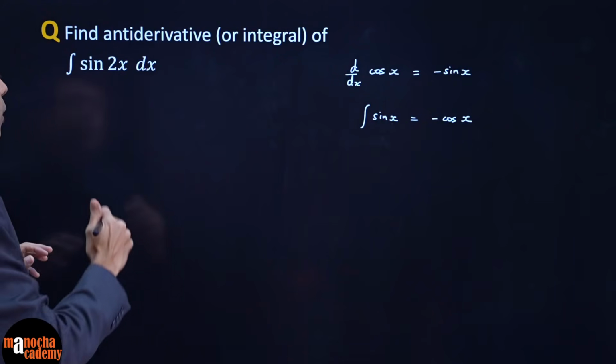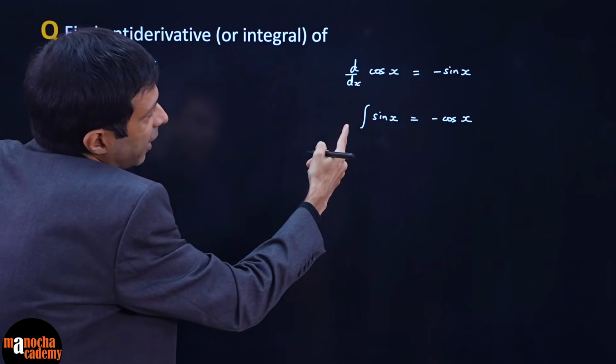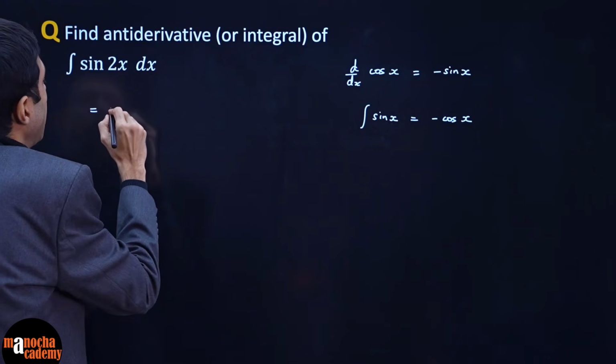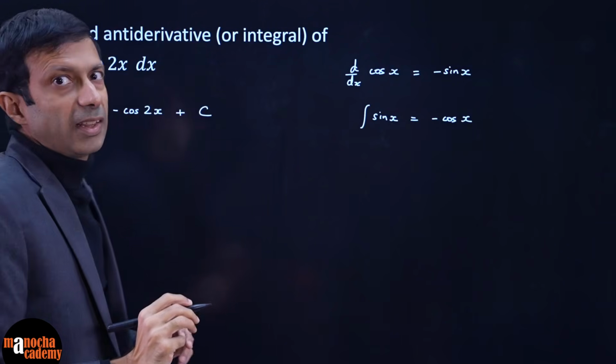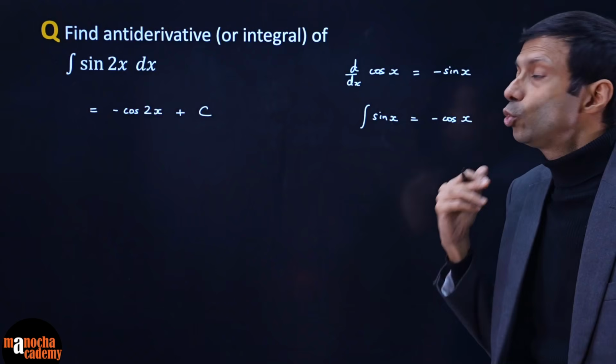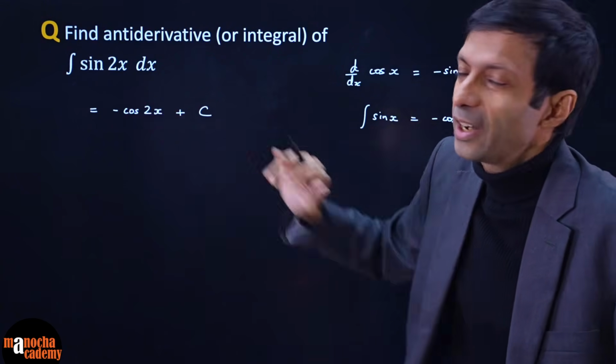So if you write your answer that, okay, this is simply integration of sine x, which is minus cos x. So if you write that's going to be minus cos 2x plus c, I think your answer will be wrong. Check. How to check? You'll say, how do I check, sir? Do the differentiation of this and see if you are getting sine 2x.